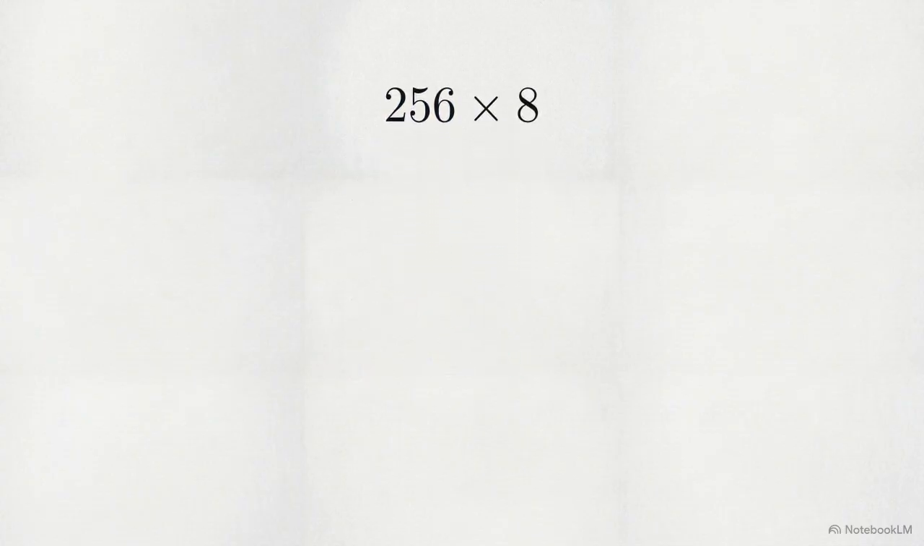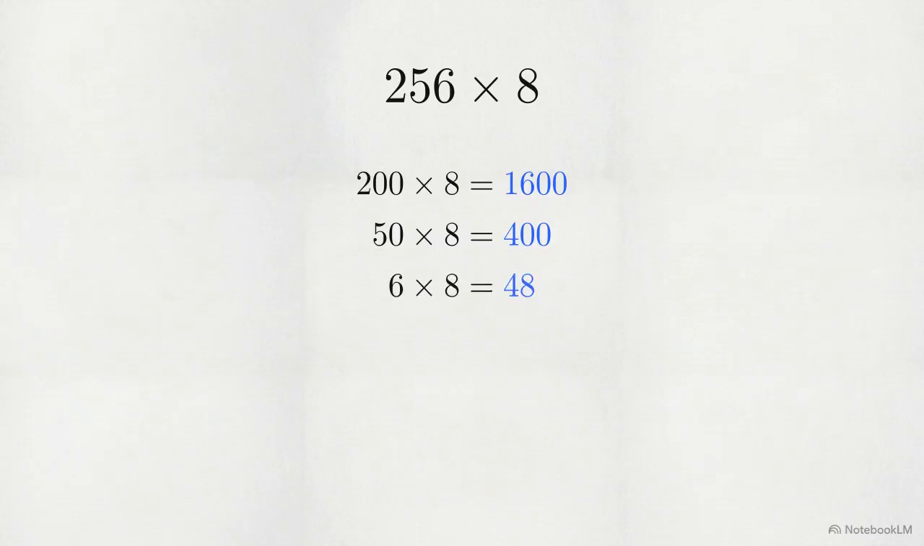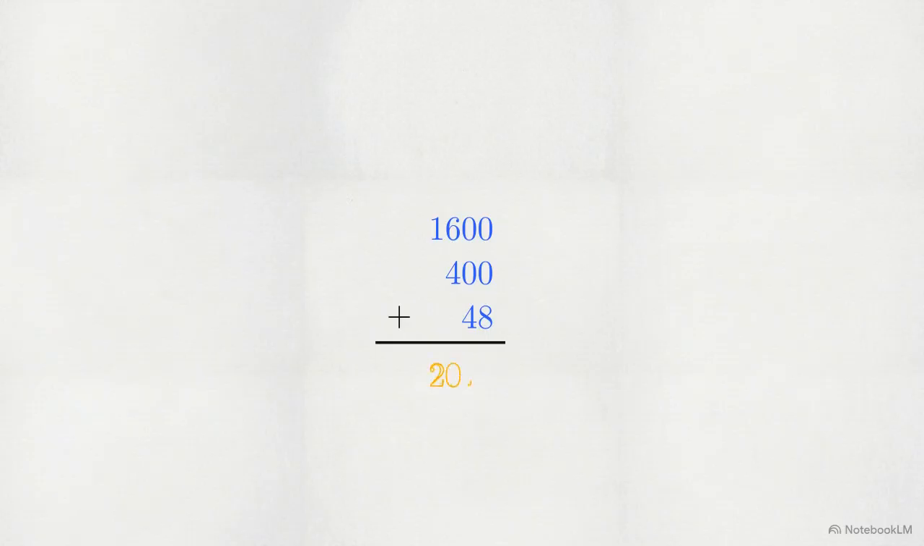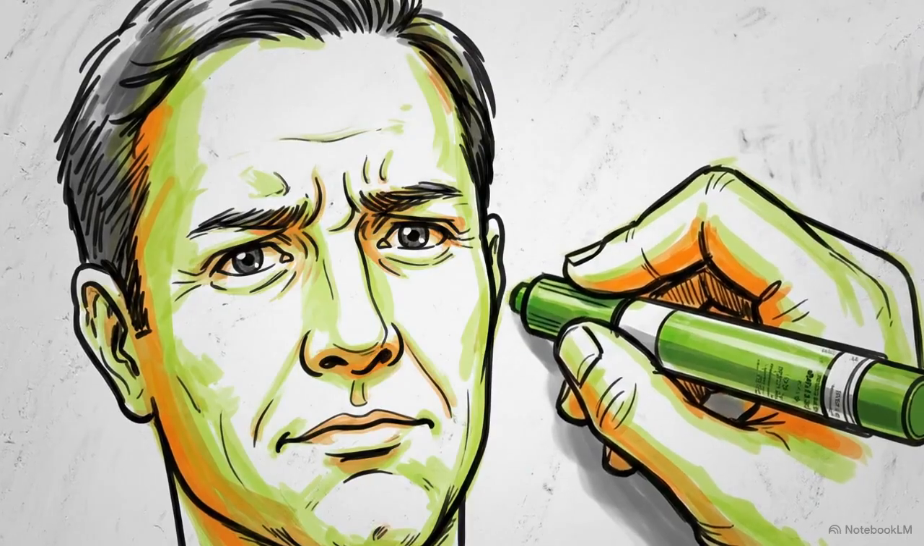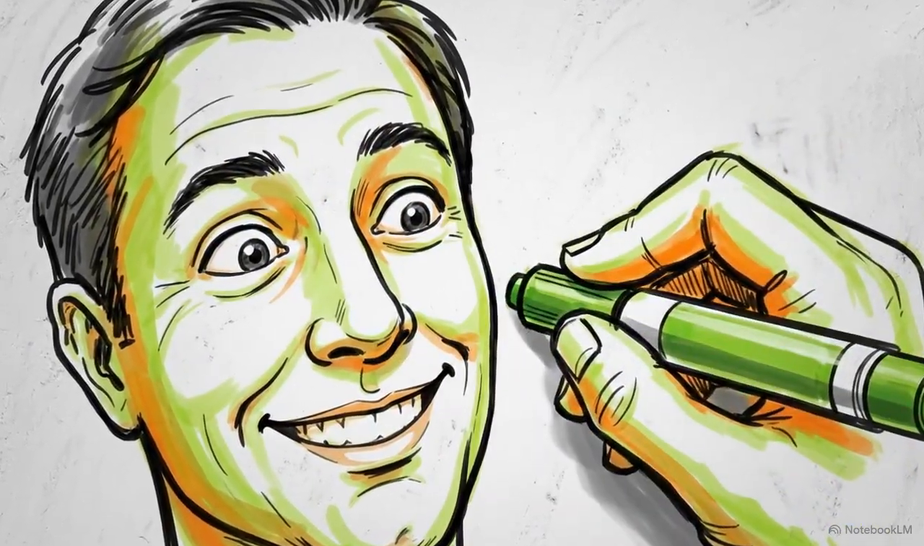We take that new total and run the process one more time against the remaining factor of 8. We process 256 times 8 in 3 parts. 8 times 200 is 1600. 8 times 50 is 400, and 8 times 6 is 48. Finally, we sum the 3 parts, 1600 plus 400 plus 48. This gives us a mathematically accurate total of 2048. Combining the factoring tactic with the place value method allows you to defeat even the most complex multi-digit equations.